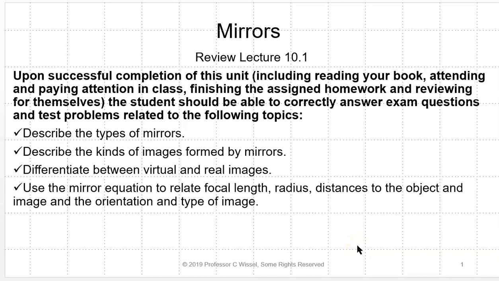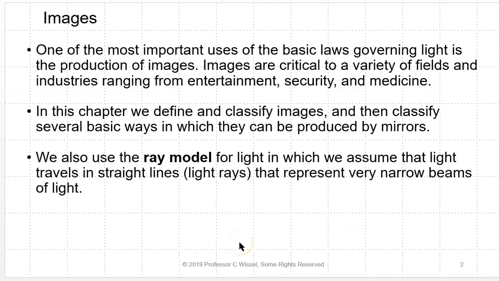Welcome to mirrors. We are going to be describing the types of mirrors. We're going to describe the types of images formed by mirrors, differentiate between those types, that's virtual and real, and use the mirror equation to relate the focal length, radius, distance to the object, and image and orientation and type of image. Now, images are important to everybody, and they're extremely important in physics.